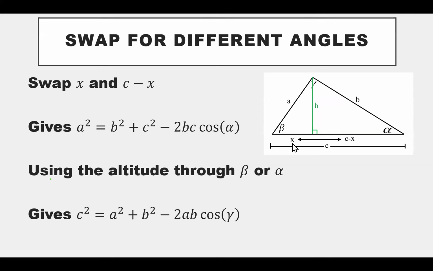It turns out if you swap the role of x and c minus x, and then swap the role of the first right triangle and the second right triangle in this same exact picture, you could get the law of cosines that involves the alpha. And then if I use an altitude through either beta or through alpha, that could give me the law of cosines involving the gamma. So all three law of cosines can be given using this scenario.